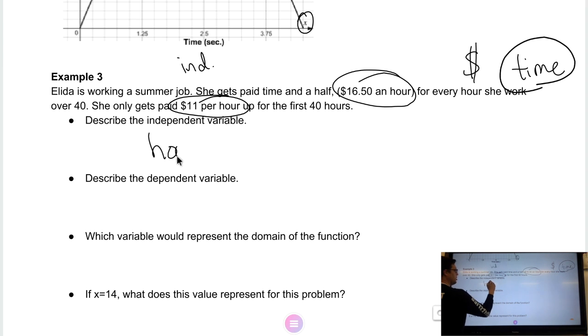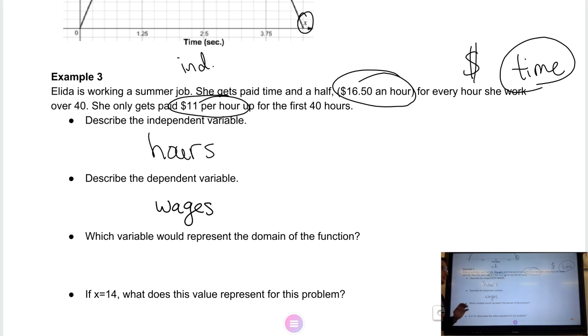So specifically in this situation, it's hours. The dependent variable is the other quantity. So if time is specified to be the independent, then I don't want to say just money, I want to say paid, payment, dollars, earnings, wages, there we go, wages. Let's go with that one. Had to search for the word for a little bit.